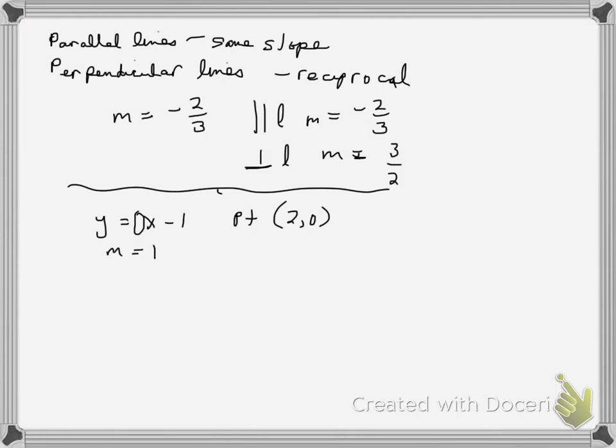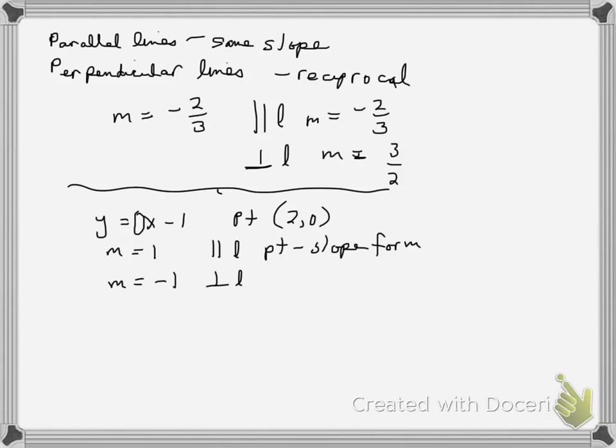So for our new parallel line, we would use the point slope formula, and we would plug in 2, 0, for x and y, and 1 for the slope. For our perpendicular line, we would use the point slope form, but now we'd plug in the same 2 values for x and y, and for my slope, it's the negative reciprocal, which would be -1.